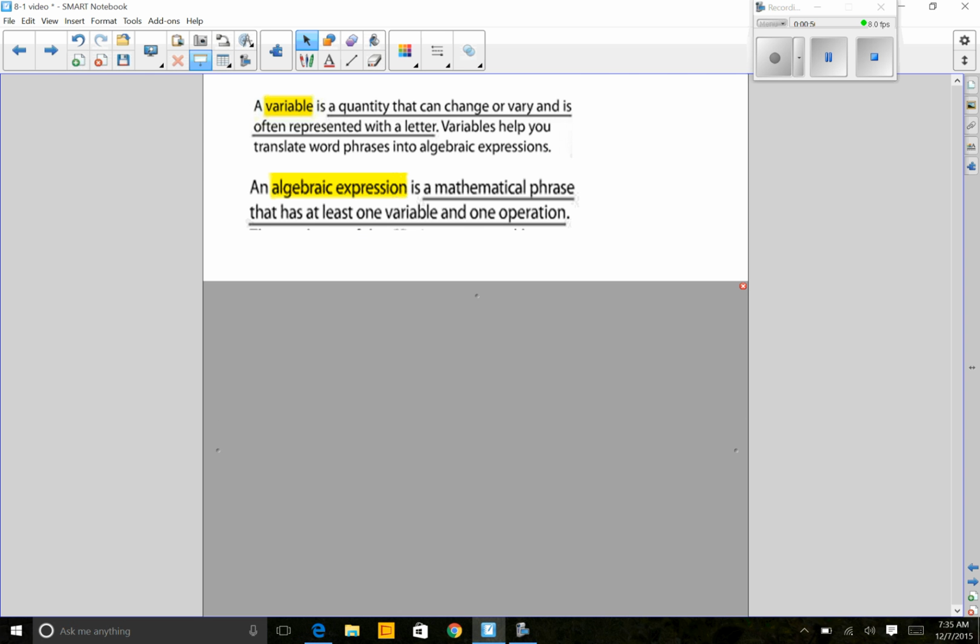And an algebraic expression is a math phrase that has at least one variable and one operation. The key here is that it has to have one variable. Remember, I'm going to say this I don't know how many times, an expression does not have an equal sign, but an algebraic expression has one variable with at least one operation. It can have more than one operation, but it has to have at least one, like addition, subtraction, multiplication, or division.